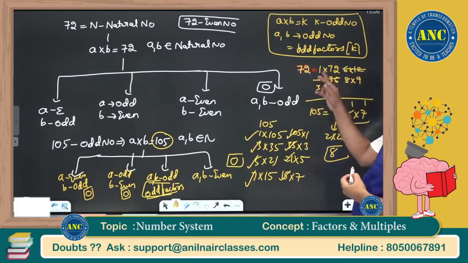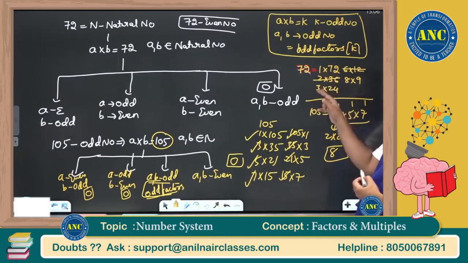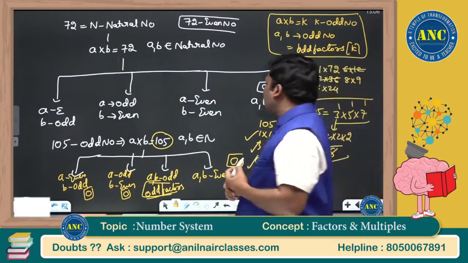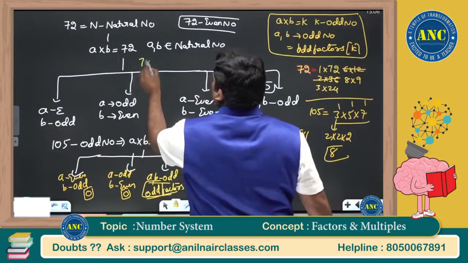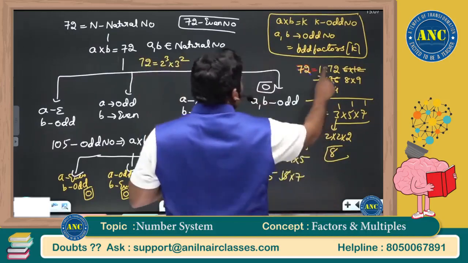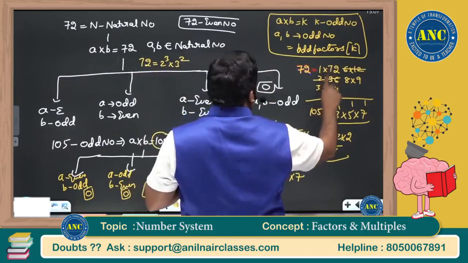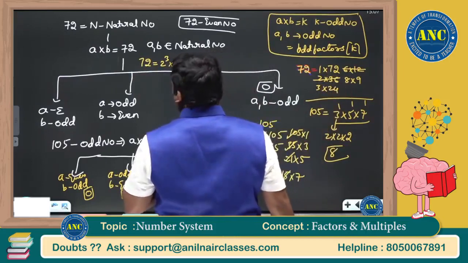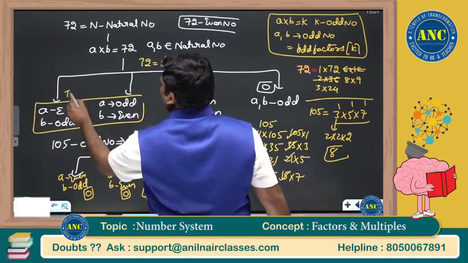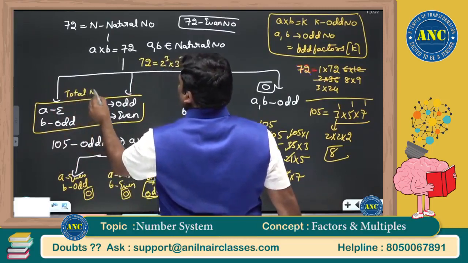These are all the cases where one is odd, another is even. 1 is odd, 72 is even. 3 is odd, 24 is even. 9 is odd, 8 is even. It is nothing but 72 equivalent to 2 power 3 into 3 square. How many cases did we get? 1, 2, 3. 3 cases we got, which are nothing but the total number of odd factors. Please write down.